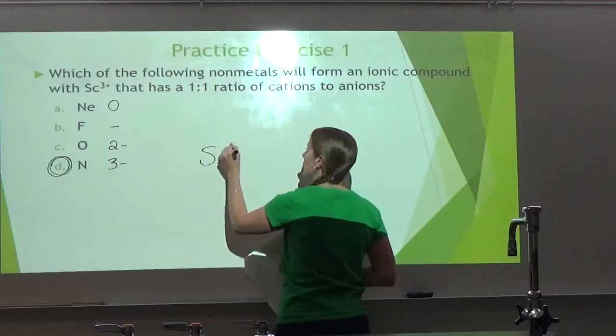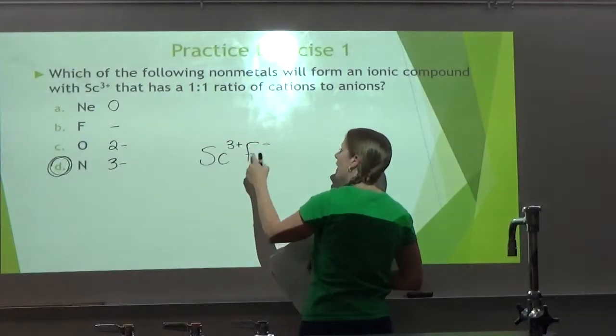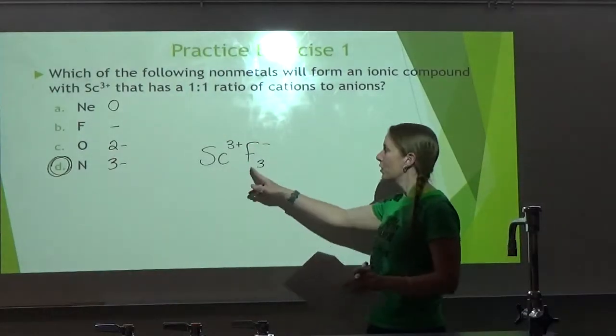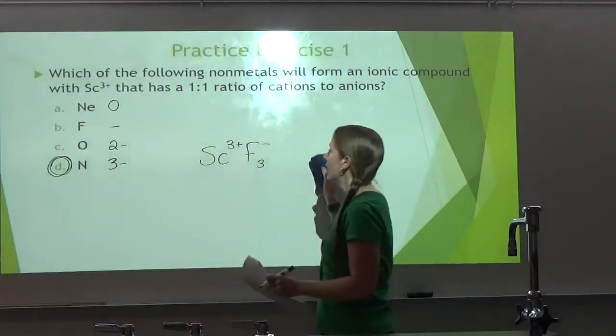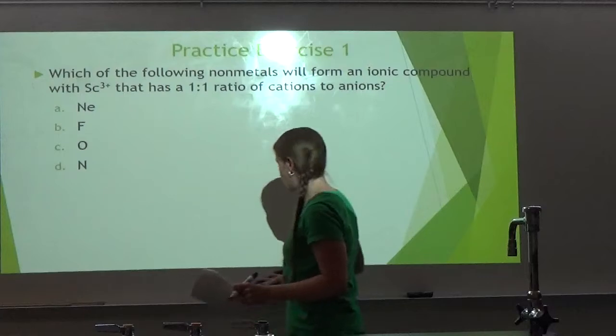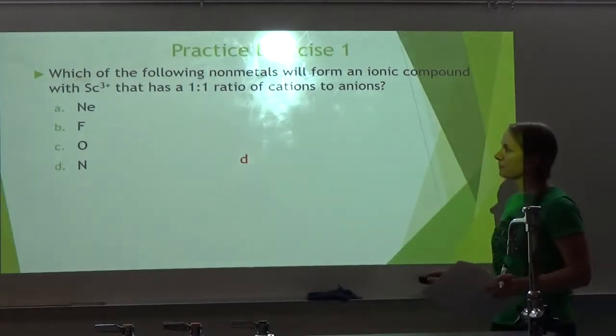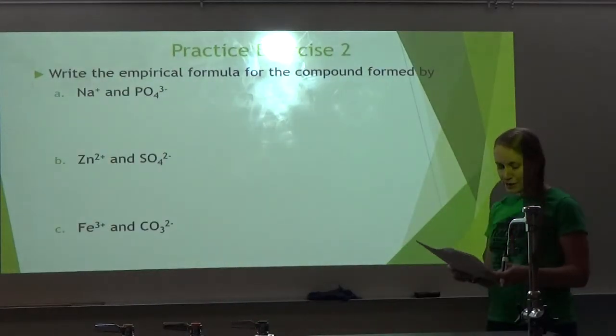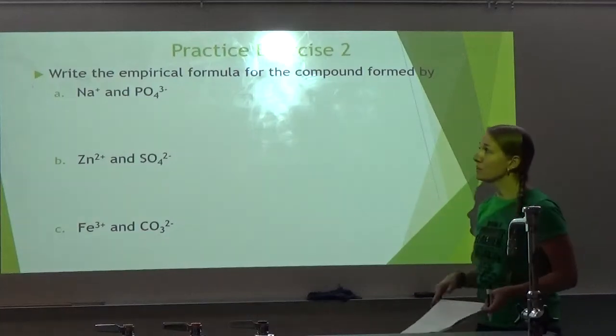So see, like if I took it and put it with F, I would need 3 Fs. So it would be a 1-to-3 ratio. Okay, so that's how you know. You got to read the questions carefully sometimes to make sure you're selecting the right answer. Alright, so again, make sure you're trying some of these. This is our last one for this video.